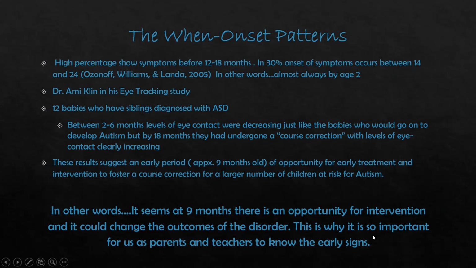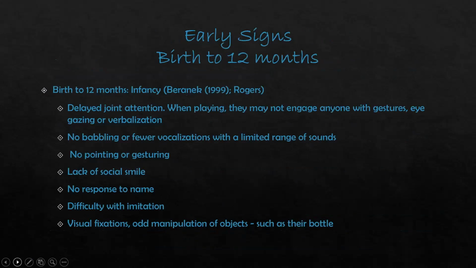It seems at 9 months, there's an opportunity for intervention and it could change the outcomes, right? So this is why it's so important for us as teachers to know these early signs and remember how to present it to the parent. Not, I think your child is autistic, but objective statements. Early signs that we see birth to 12 months. Delayed joint attention. So what that is they do not engage anyone with their eye contact, with gestures, or just the cooing. So you see a lot in the infant room, children who babble with you and look in your eyes.